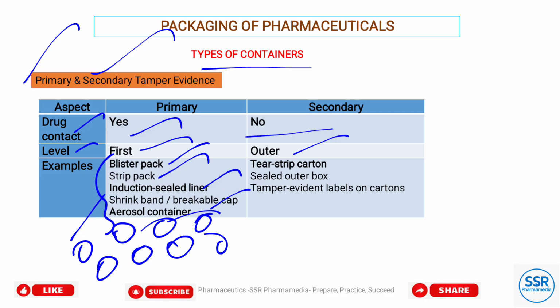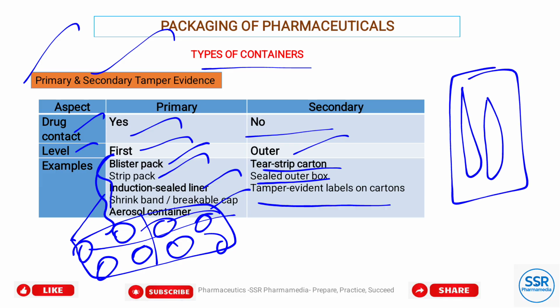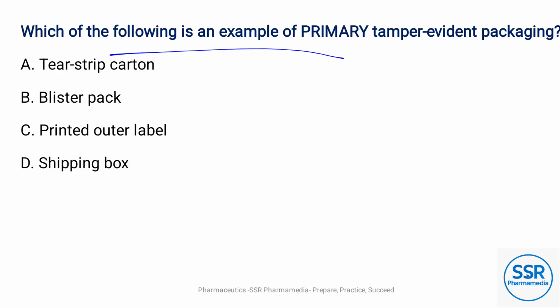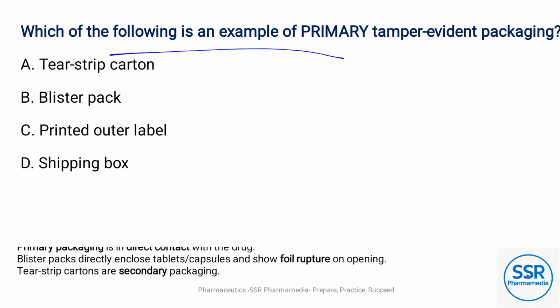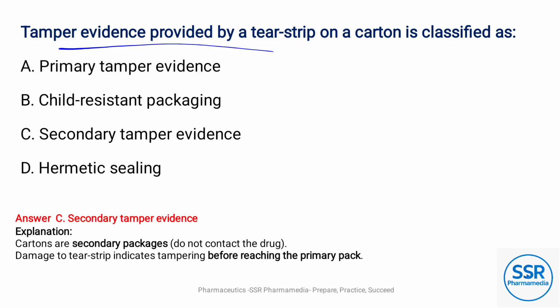So these are all directly connected with the tablet, directly packing the medicines into this packing material. But secondary containers are tear strip carton, sealed outer box, and tamper evident labels on cartons. So after packing of the tablet in this packing, these tablets are placed in the boxes. So these boxes, cartons, are called secondary packing material. Which of the following is an example of primary tamper evident packaging? So option B, blister pack.